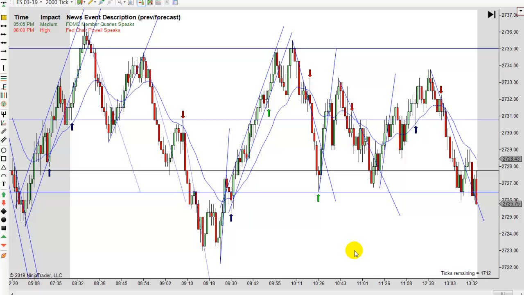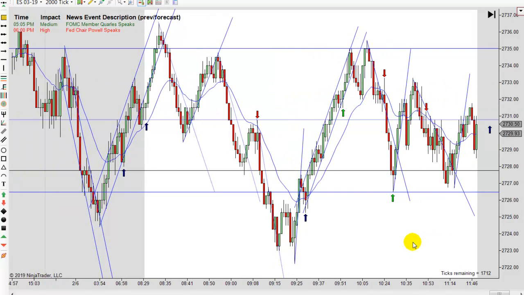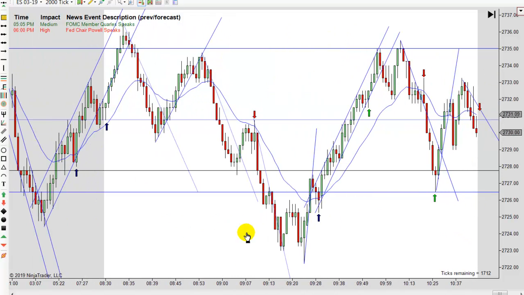But anyway, I want to get through the chart lesson here and wrap it up and get out of here for the day. Let me move over here. I'm going to back out a little bit so we can see it a little better.